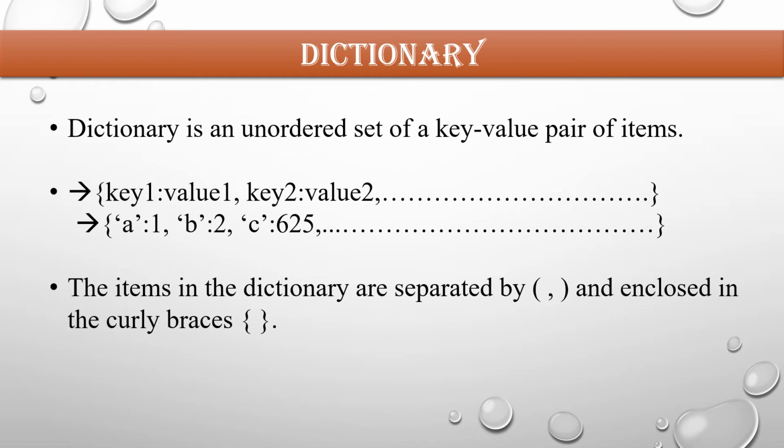Next, dictionary. A dictionary is an unordered set of key-value pair items. The items in the dictionary are separated by commas and enclosed in curly braces. In the second step, we can see the syntax of the dictionary data type: key1: value1, key2: value2, and so on, enclosed in curly braces. We will see one example for this dictionary data type.